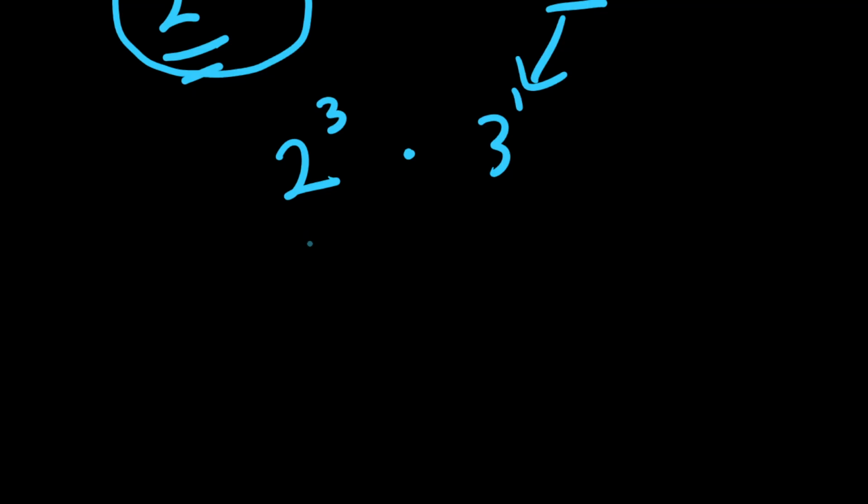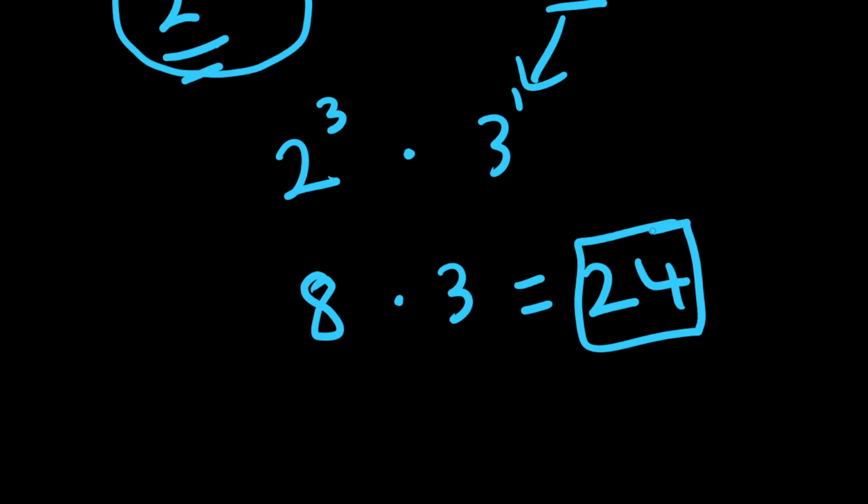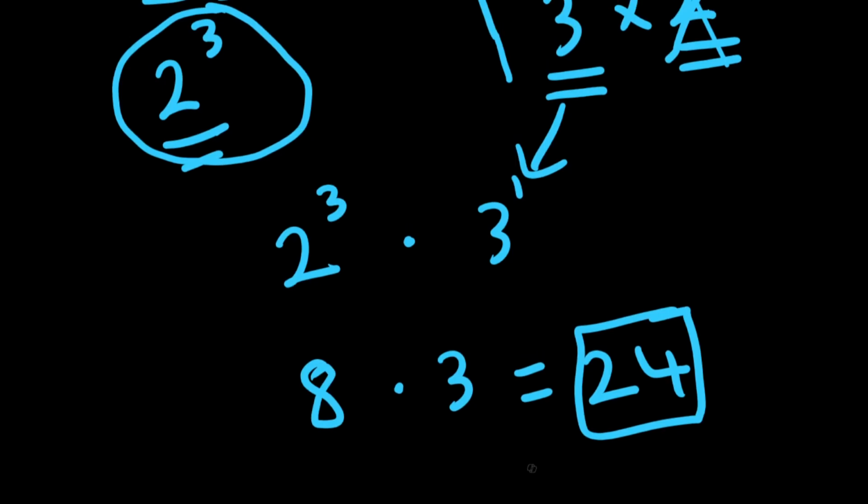What's 2 to the power of 3? That's just 8. Or if you want to write it out, that's just 2 times 2 times 2. 2 times 2 is 4. Times 2 is 8. So 2 to the power of 3 is just 8. And what's 3 to the power of 1? That's just 3. 8 times 3 is 24. And that is our least common denominator. And that is a better way of arriving at the same answer, because this works every time.